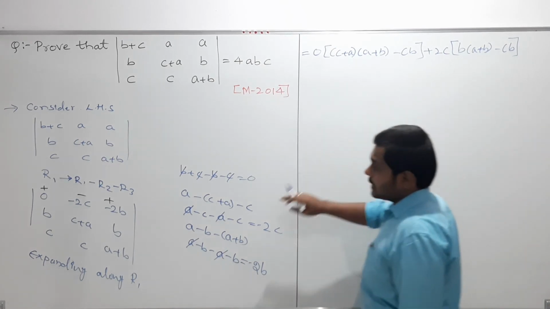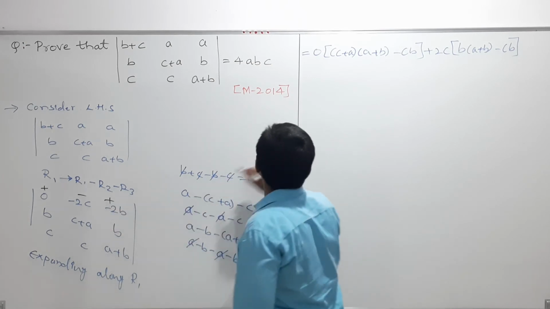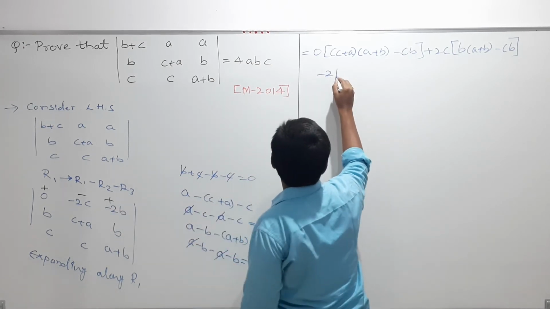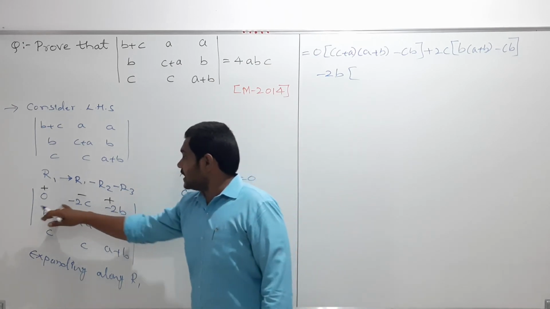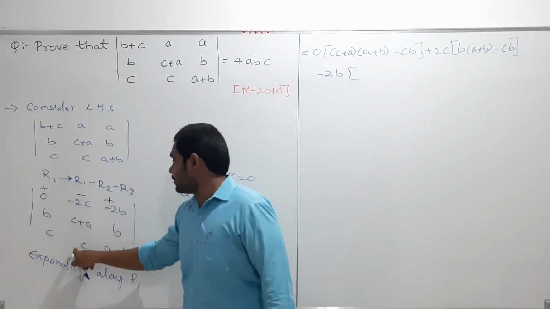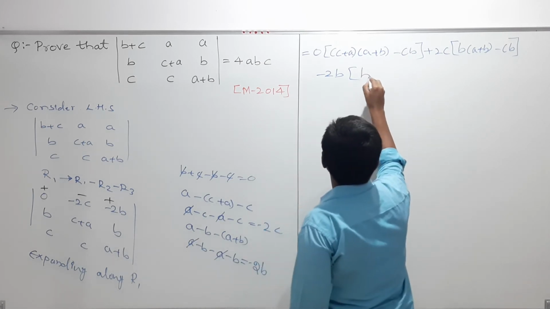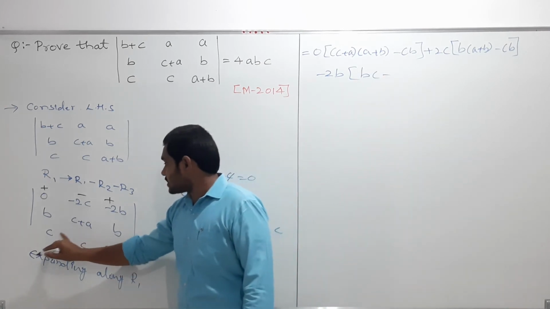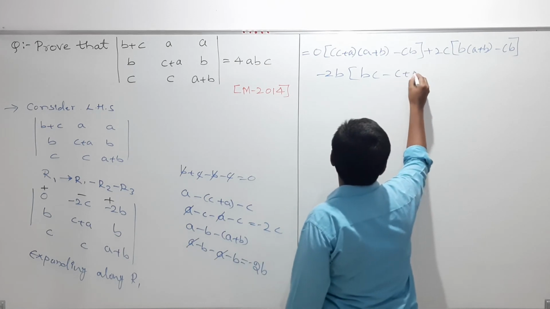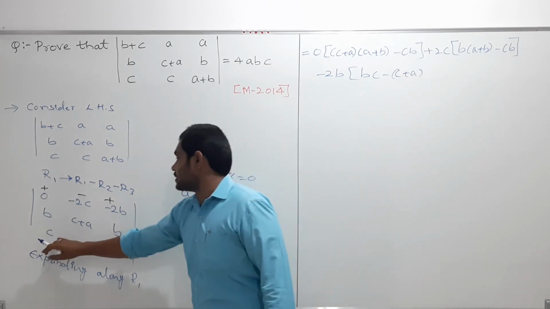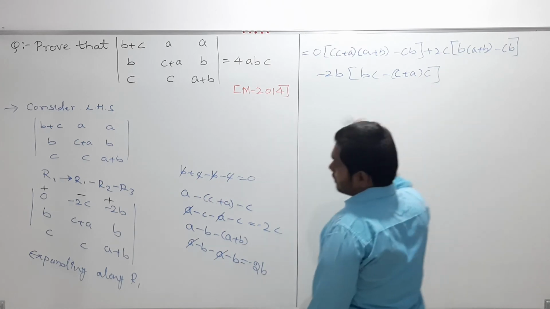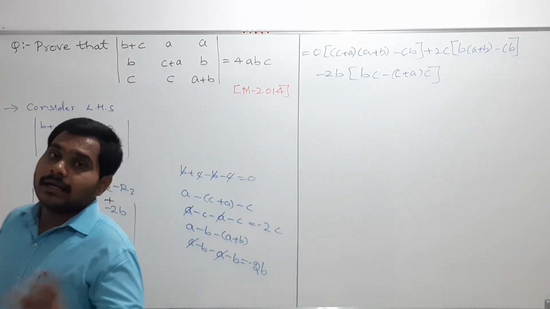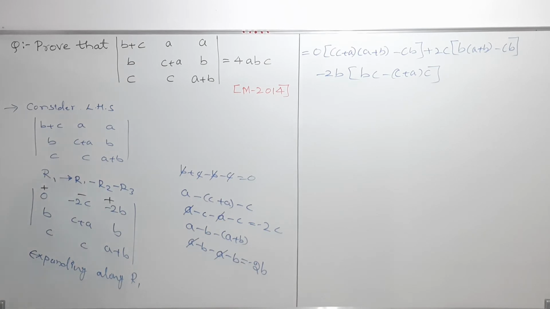And next here plus minus, next plus minus minus, minus 2B here. Again here it is leave this row and this column. Next this element into this element, B into C, that is BC minus of this element into this element, C plus A into C. Clear? So this is the process we already discussed, how to solve the determinant of order 3. Minus 2 into leave this row and this column, B into C minus C into C plus A.